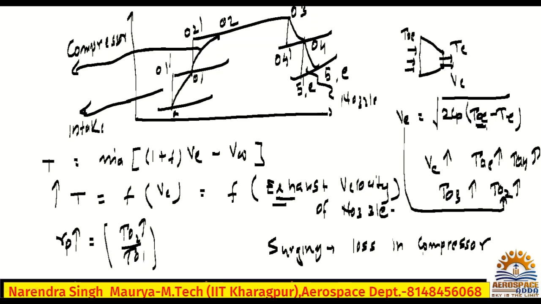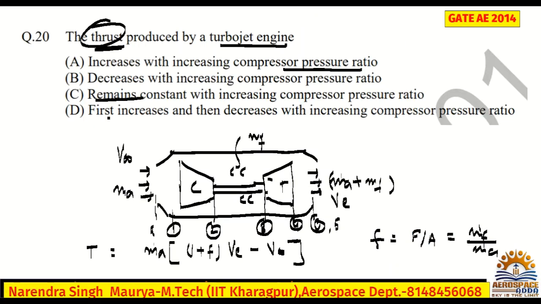If you increase the pressure ratio more and more, then the pressure ratio will be a function of surging also, which means there is some limitation. If RP is increasing, then after a certain point surging will occur. Surging means losses will occur. Losses mean the compressor will fail, then thrust will decrease. So first increasing, then decreasing. Hope you understood. That's the reason: with increasing compressor pressure ratio, thrust first increases and then decreases, because of surging.